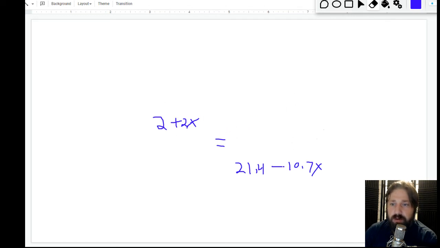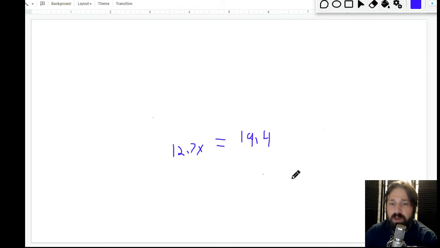So now I'm going to go through. I'm going to move this 10.7x to the other side and move the 2 over to this side. So 21.4 minus 2 is 19.4. And 10.7x plus 2x is 12.7x. Great.